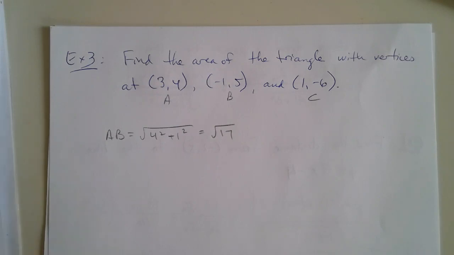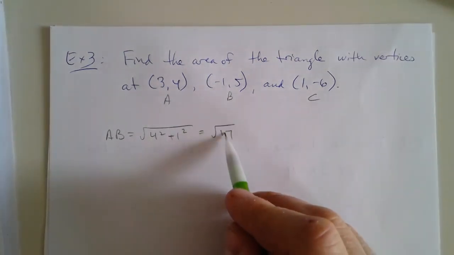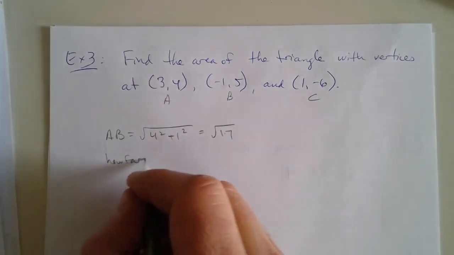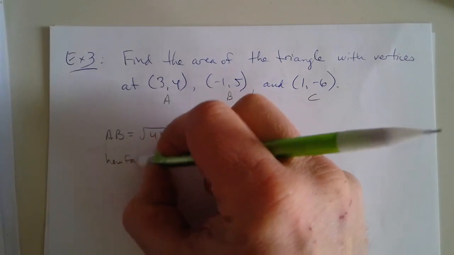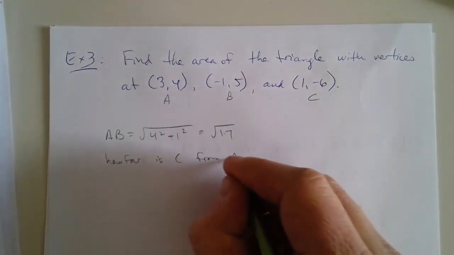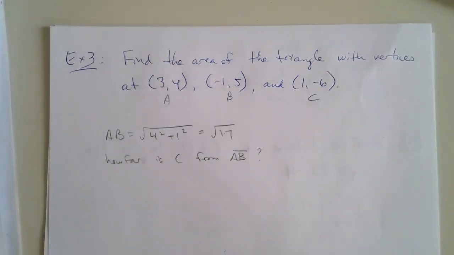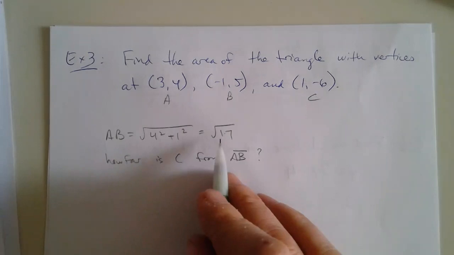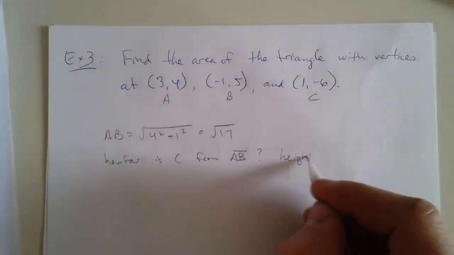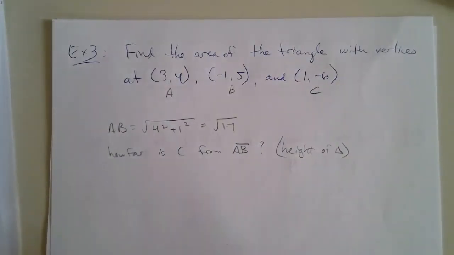Now if I can figure out how far this point is from that line, if I find how far C is from AB, then that's the height. So this would be the base, and this right here is going to be my height of the triangle. Okay, I'm going to have enough information to solve this.